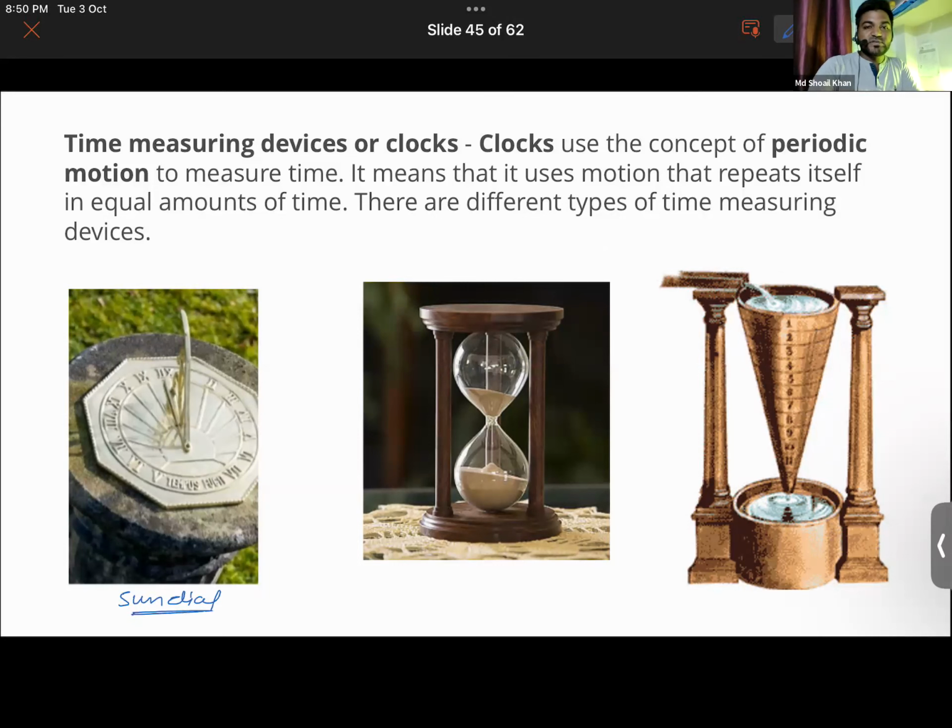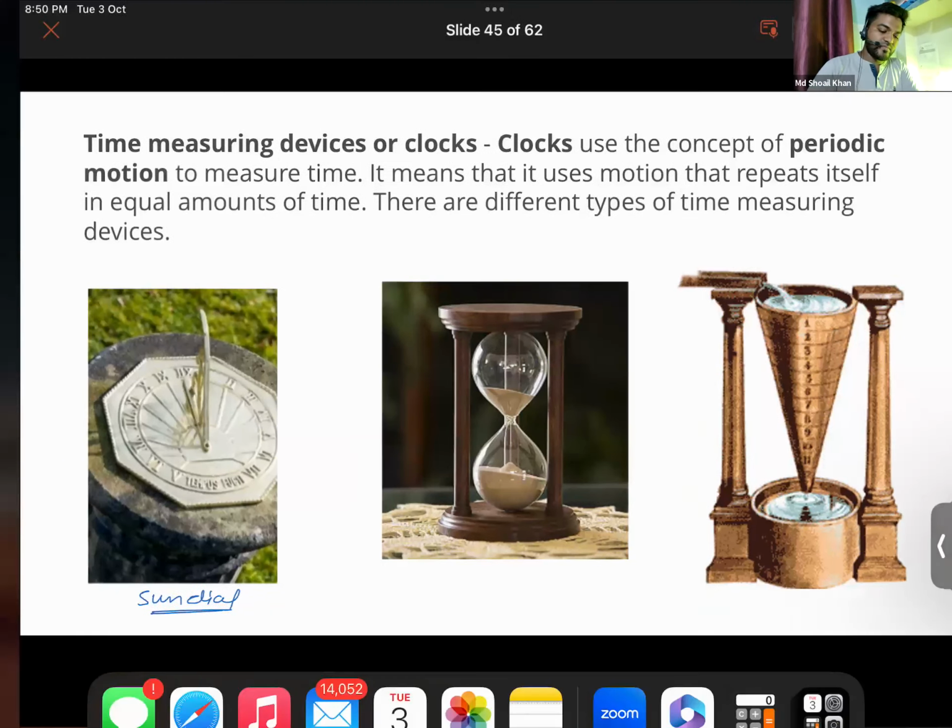On what principle does the sundial work? Do you know? Due to the position of the sun, the shadow falls on particular numbers here. Thereby, we get to know the particular time of the day. Getting it now?